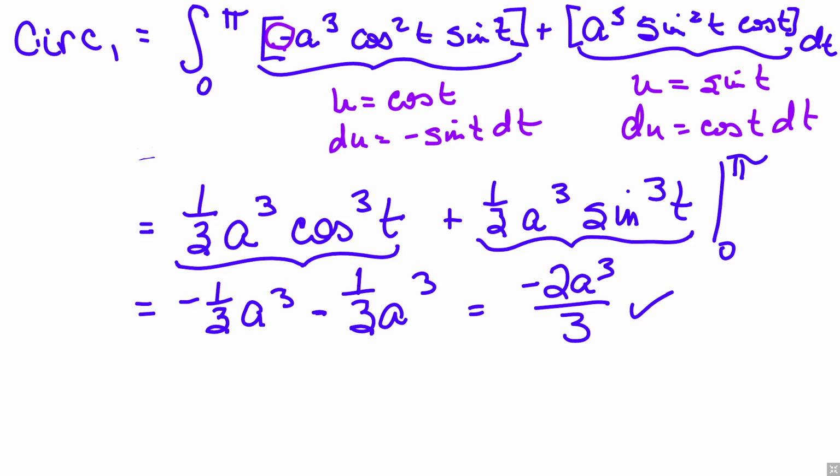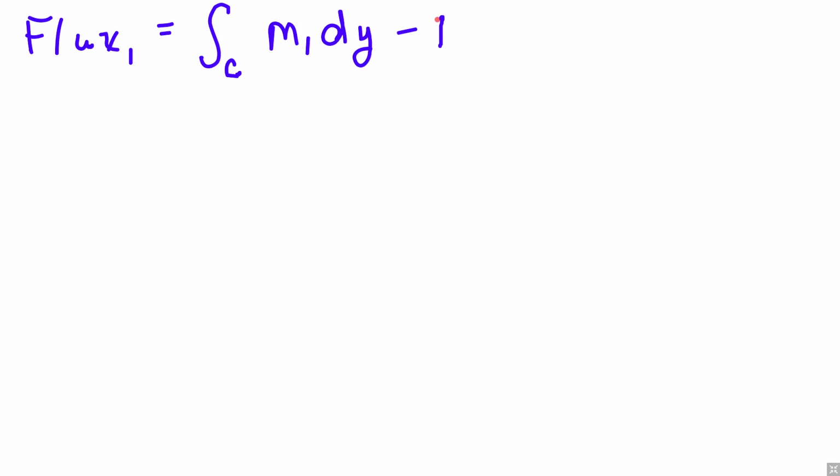Okay, so the next thing we're going to do is to find the flux. So the flux for this curve, we're going to call it flux 1. This is going to be equal to the line integral, and then we're going to have m1 dy minus n1 dx. So what we need to do is to go through and identify what m1, n1, dy and dx are.